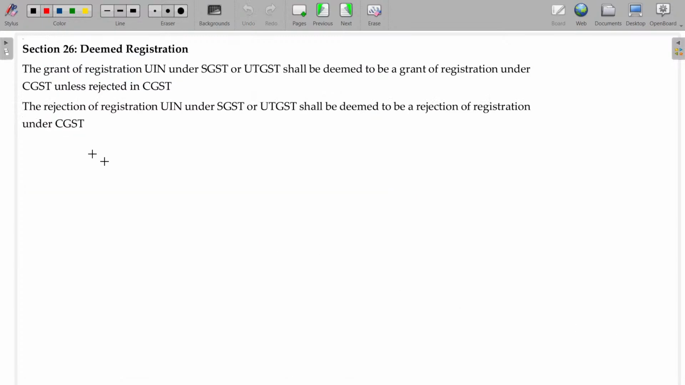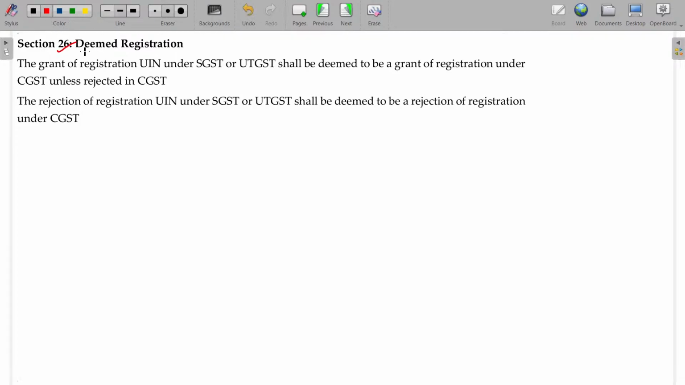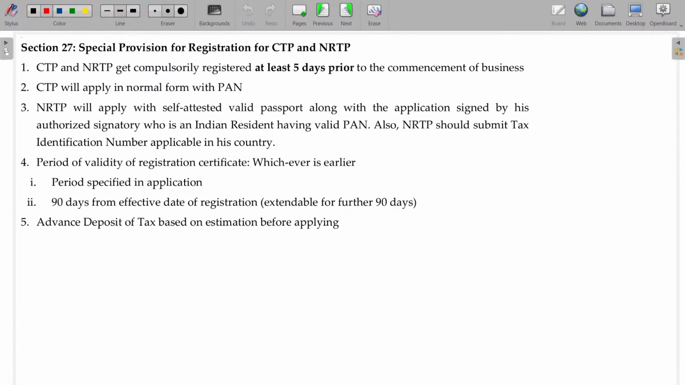Okay. Section 25 is over. Now let's move on to Section 26. Deemed registration. The grant of registration or UIN under SGST or UTGST means registration is automatically granted under CGST. If you are already registered under SGST or UTGST, automatically you are registered under CGST. If your registration is rejected there, then automatically it is rejected here also. This is what Section 26 is about.